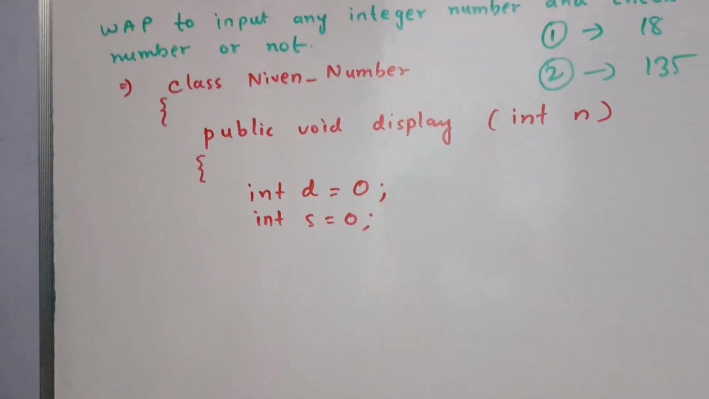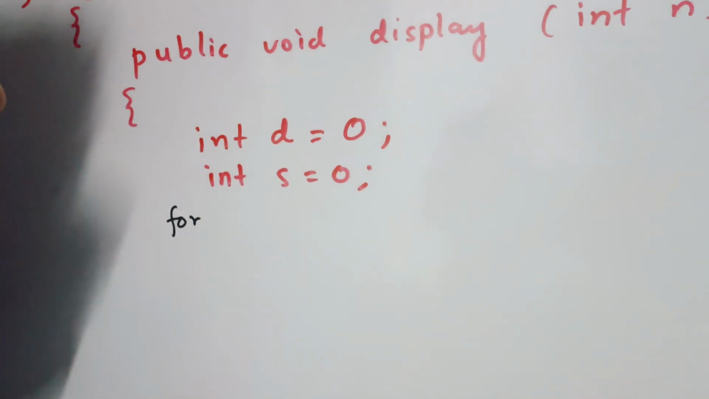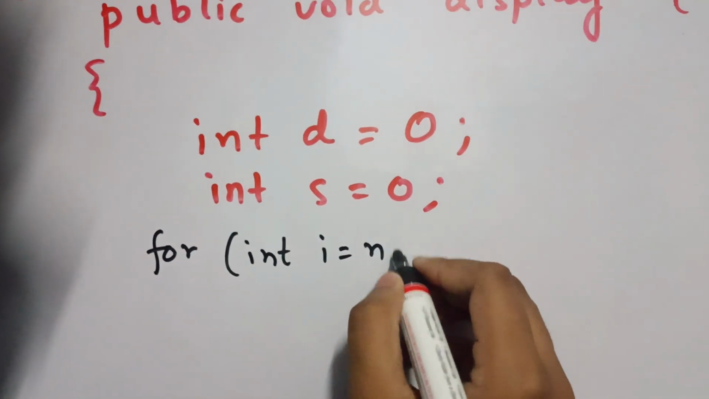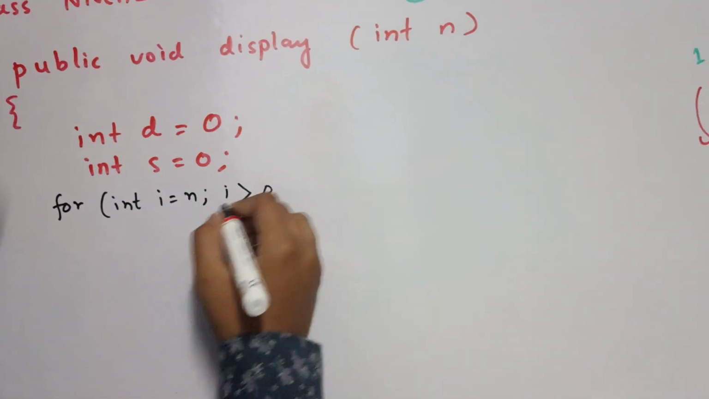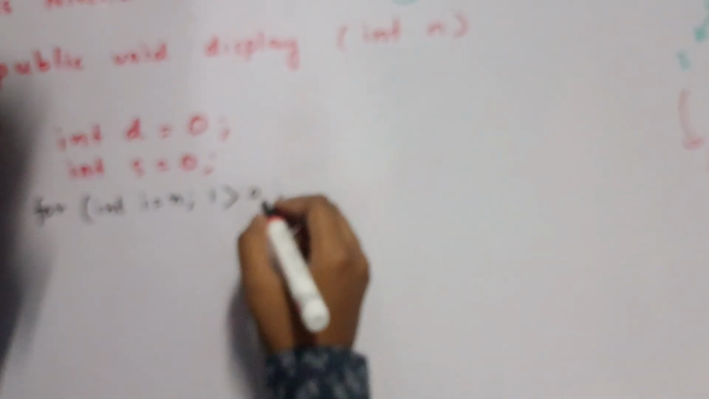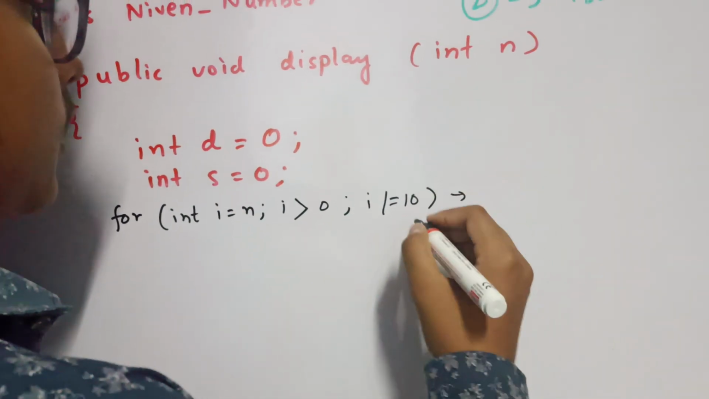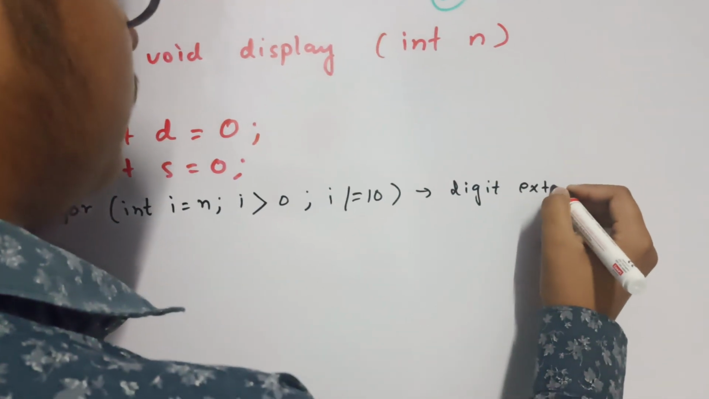Now we will start the main loop. You all know the loop of digit extraction: for int i equals n, i greater than 0, i divided equals 10. This is the loop of digit extraction.